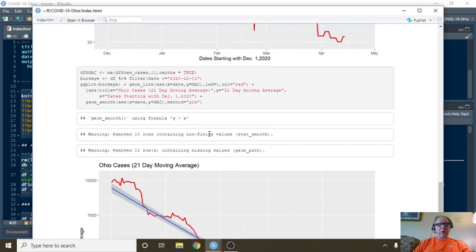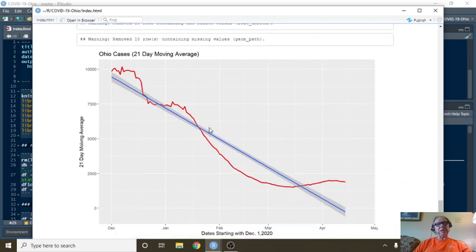Okay, what about cases? Well, here's cases. Again, this is a 21-day moving average. So you can see since December 1st, well, this is interesting, cases have been declining also. There's a slight leveling here, but then it appears to turn back down. I wonder if the fact that the numbers are finished above or below the regression line actually means anything.